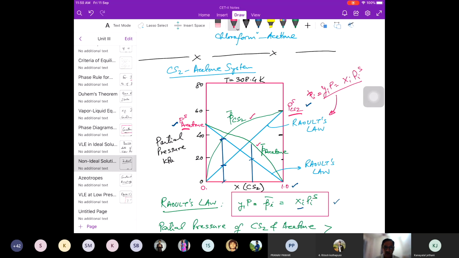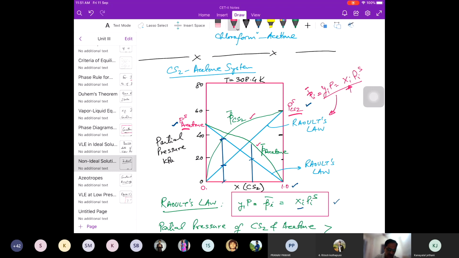Right? So P_i bar, P_i, doesn't matter. Partial pressure is equal to x_i P_i, that means a straight line. So if I plot it versus x_i, I should get a straight line, and at x_i equal to 1, it should become equal to P_i. That's what is happening here. So this is following Raoult's law.